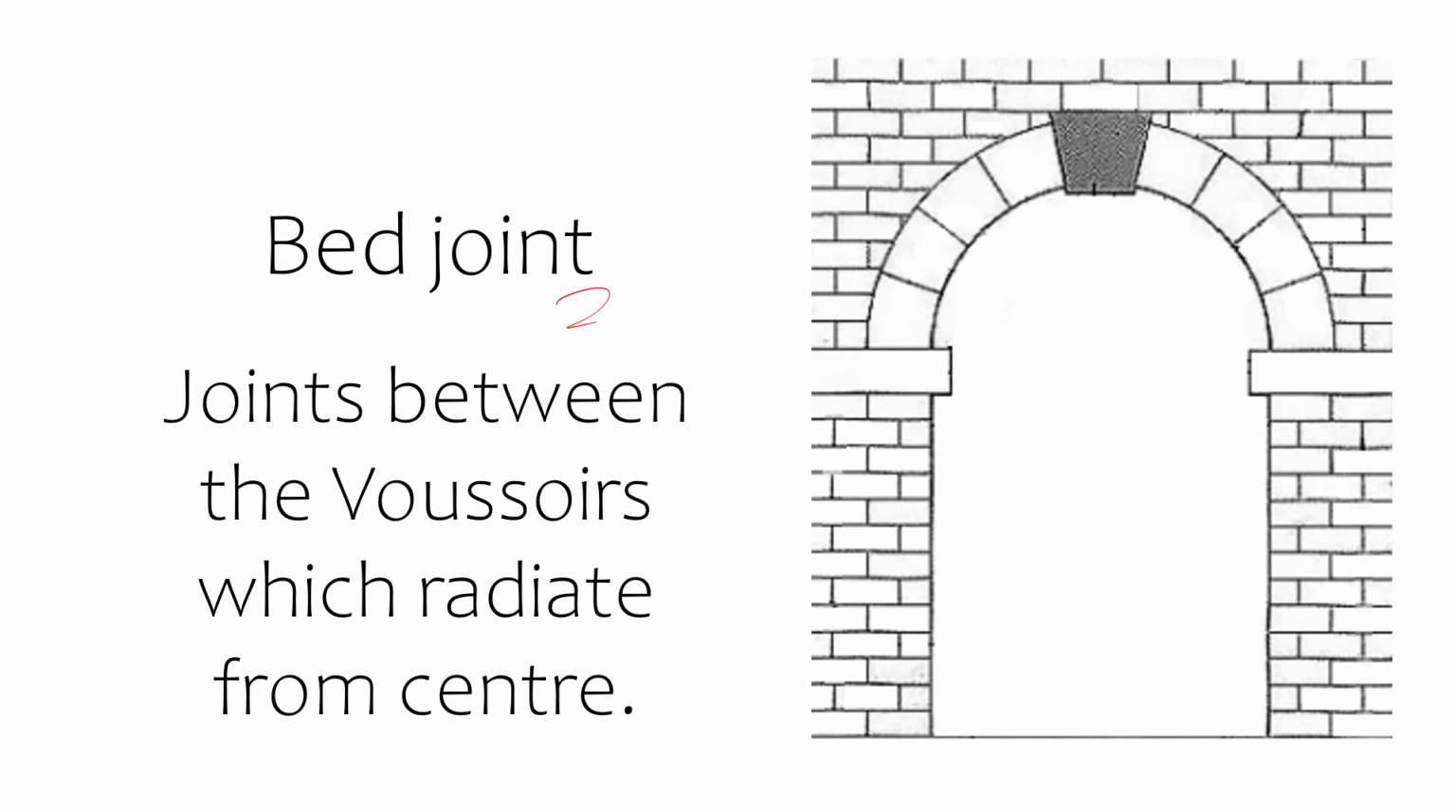Next is bed joint, joints between the bossoids which radiate from the center. Okay, so you will see like this. So all these joints are known as bed joint.